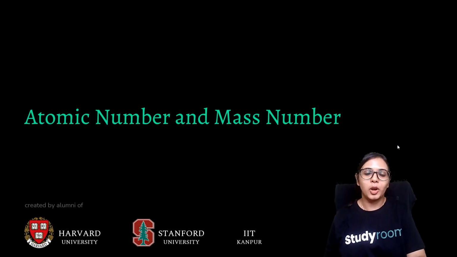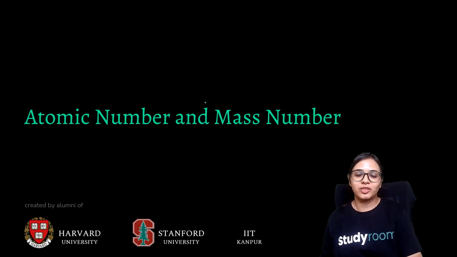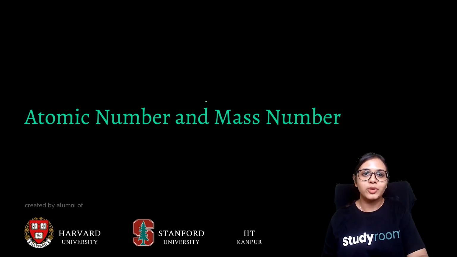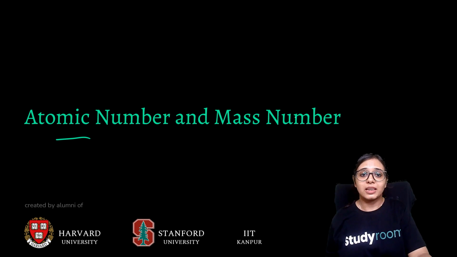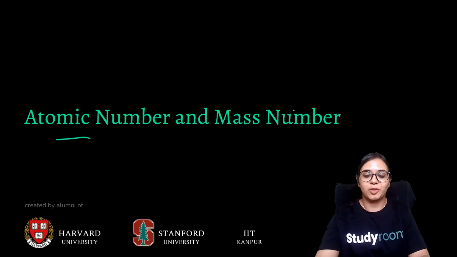Hello and welcome. Now we have reached the final stage of this chapter. In the final part, we'll be studying atomic number and mass number. Now that we have learned all the components of atoms, electron, proton, neutron, let's learn what the atomic number and what the mass number of an atom is.